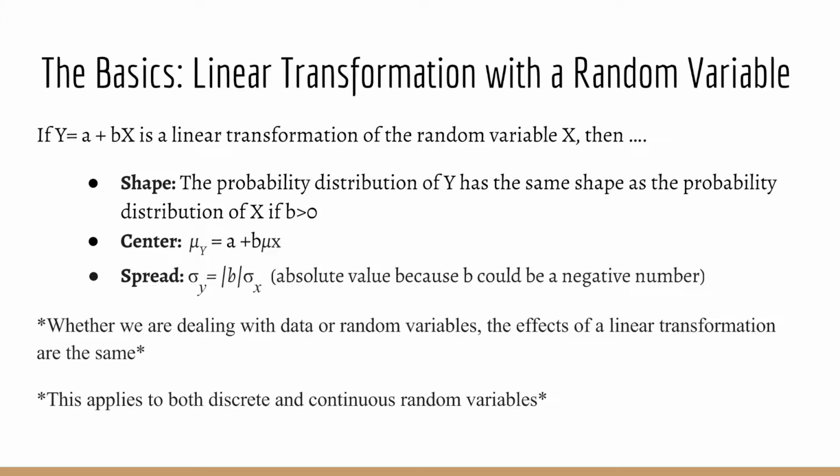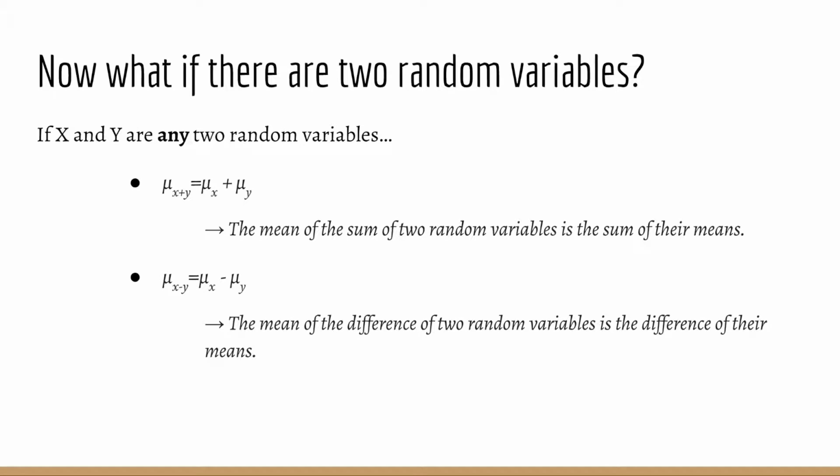This applies to both discrete and continuous random variables, so you need to keep that in mind when you're solving your problems. Now that we are aware of the basics of linear transformation with a random variable, we are ready to move forward by seeing the effects on standard deviation and the mean when we go about combining random variables. So on to the next slide.